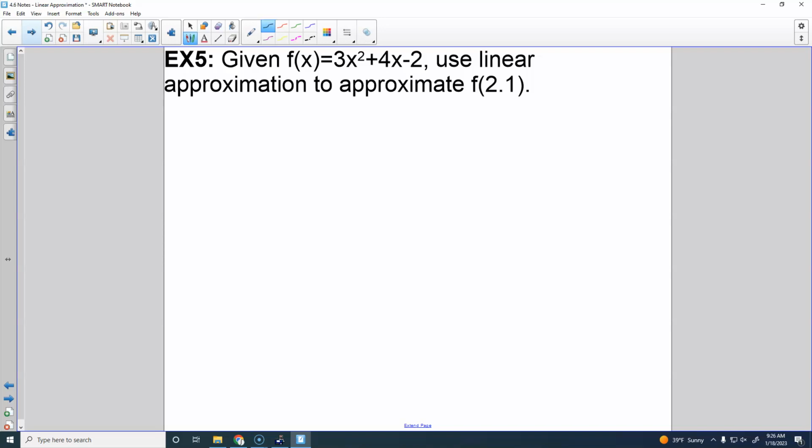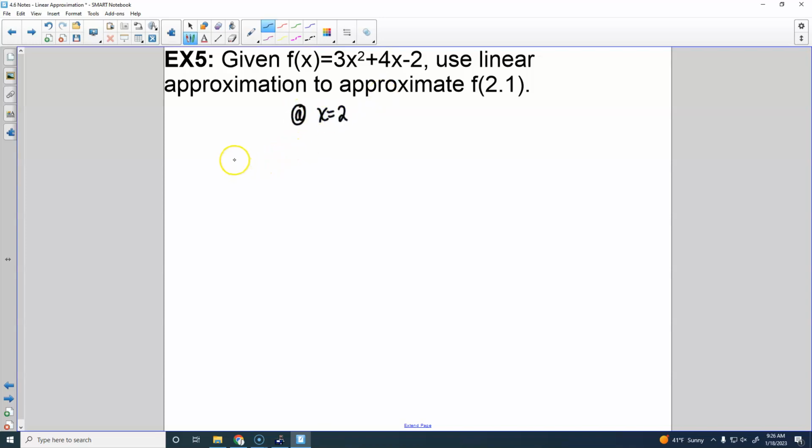So let's look at example 5. Now, in this particular case, in a world without calculators, it might still be easier just to plug in 2.1. But we're learning about linear approximation, so we're going to do this problem using linear approximation. So, given f of x equals 3x squared plus 4x minus 2, use linear approximation to approximate f of 2.1. So, first of all, we've got to decide what value of x we want to use for our point of tangency. What would you guys suggest? 2. So, we're going to be looking at x equals 2.